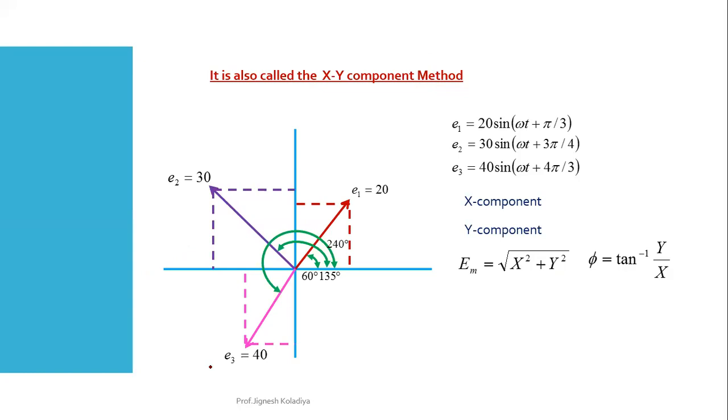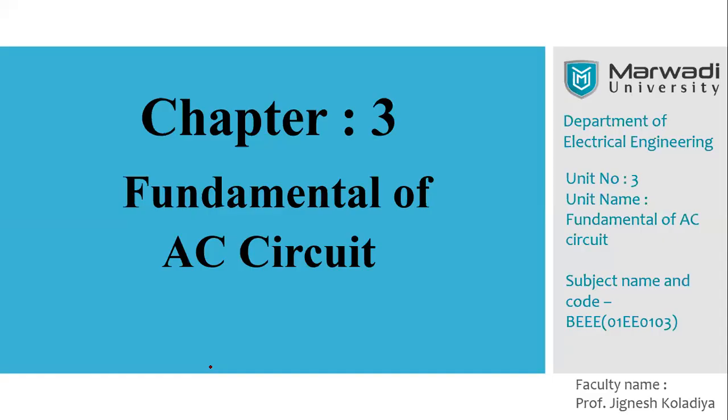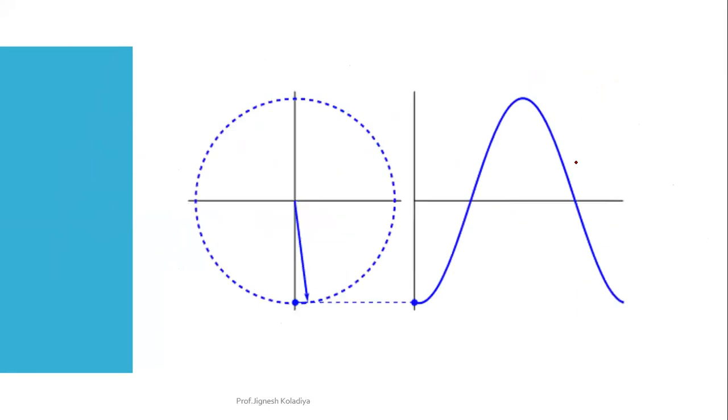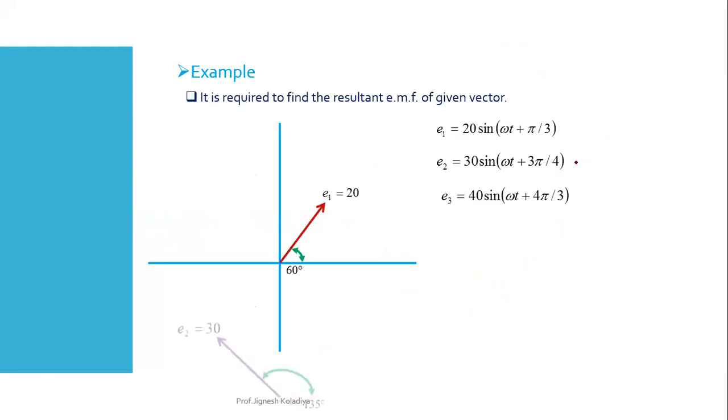So let me just give you the overall summary of today's session. Today we have started with the phasor representation of the quantity, right? And we have seen different methods of vector addition, like waveform addition, then parallelogram method, method of component, what is the procedure to solve the numericals. Next time we will solve the numerical based on this method, so that you will get more idea.